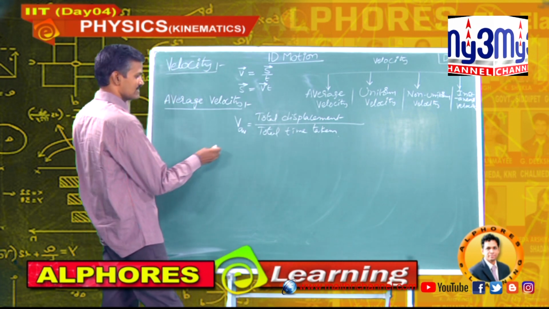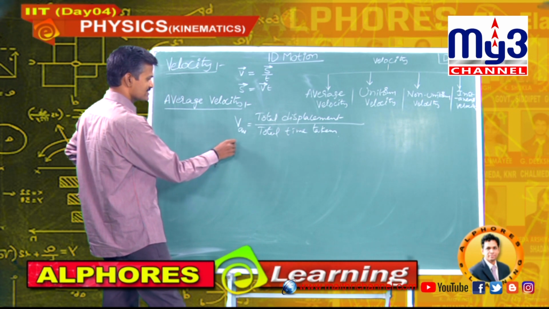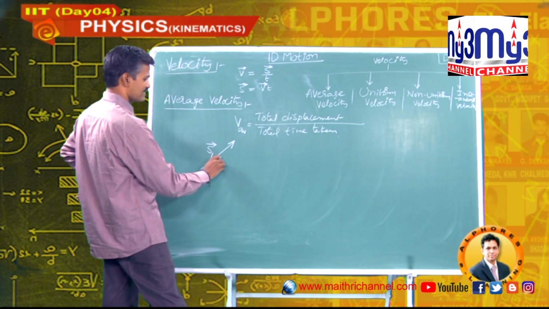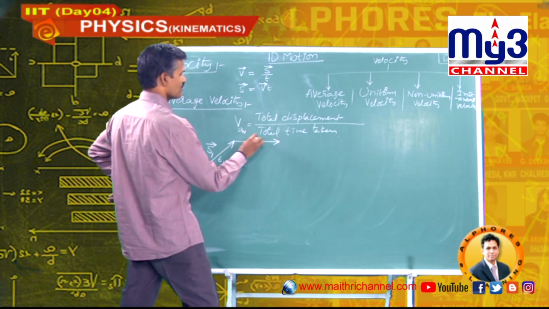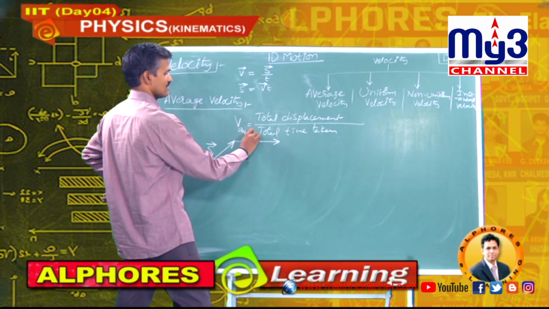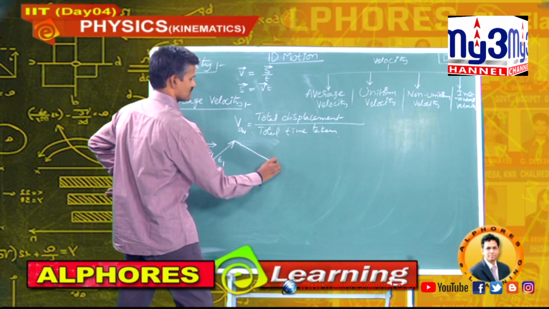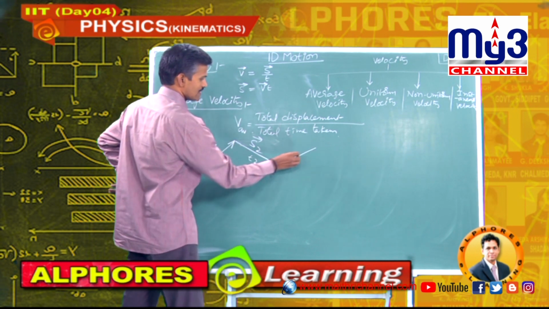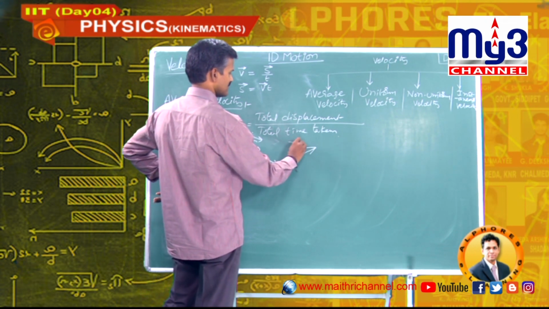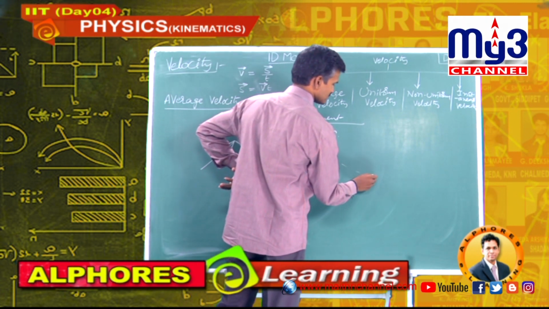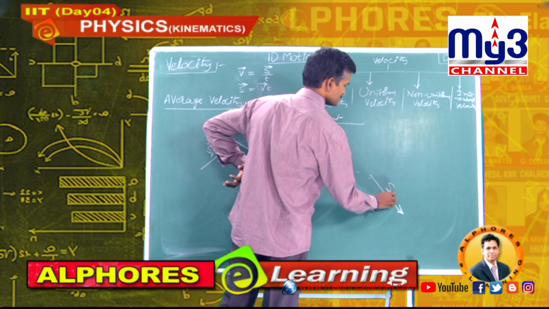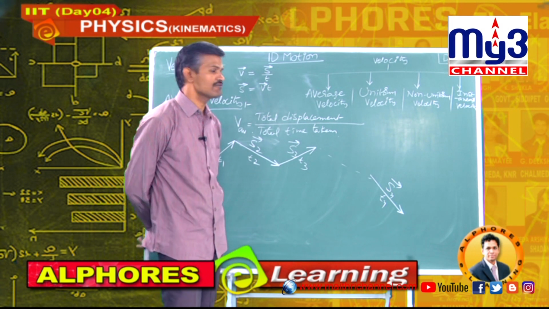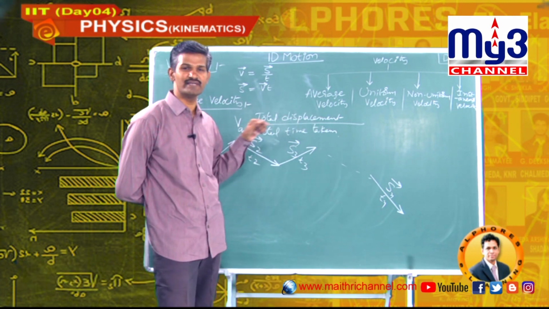Suppose a body covers some S1 bar displacement in t1 time, S2 bar displacement in t2 time, and S3 bar displacement in t3 time, and so on, some Sn bar displacement in tn time. How to calculate the average velocity? Average velocity is the total displacement. Actually displacement is a vector quantity.